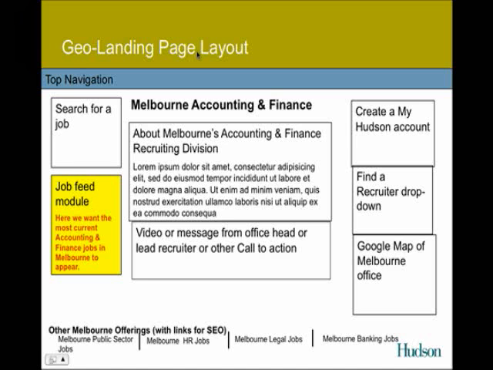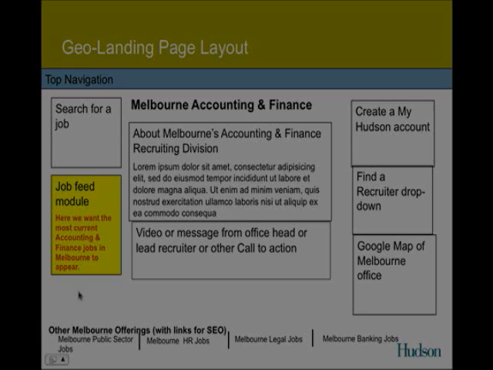Another place where we'll have automatic RSS feeds of the most current jobs is on the geo landing pages. So, for example, on Melbourne Accounting and Finance, we will have a location on the page where the most recent Melbourne Accounting and Finance jobs will appear.